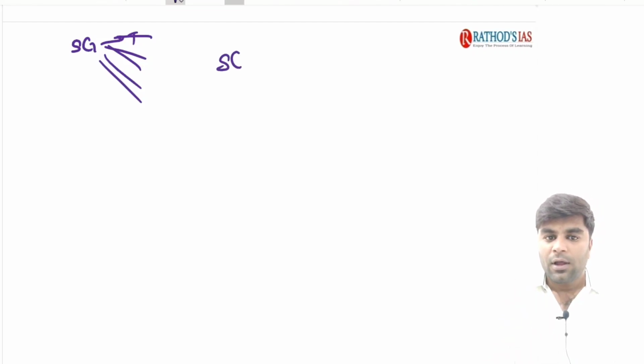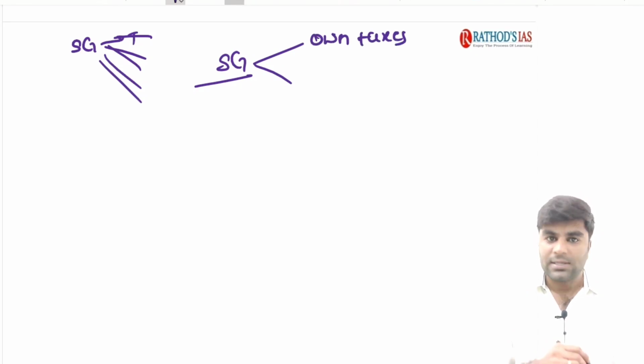See, if we talk about the basics, what are the two main sources of revenue for any particular state government? The two main sources of revenue are their own taxes, their own tax revenue. And another source of revenue for the state governments is Finance Commission devolutions.